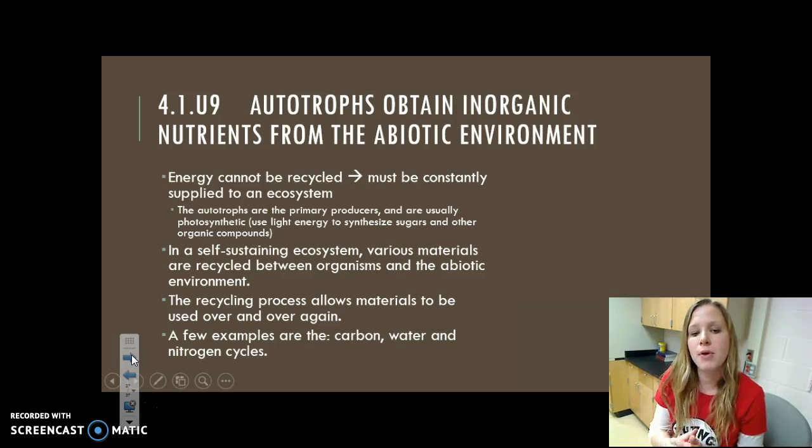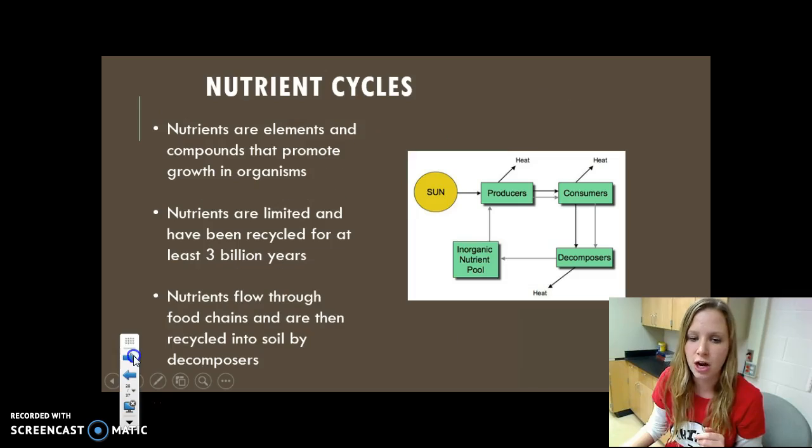But we call ecosystems self-sustaining if materials or nutrients can be recycled between the organisms and the abiotic environment. So do you remember abiotic means non-living? So if we can create that cycle again and again and again, then it would be deemed sustainable. A few examples that we do that rotation back and forth would be like water, carbon, or nitrogen. We're going to talk about the carbon cycle in 4.3. That's going to be a really big portion of it.